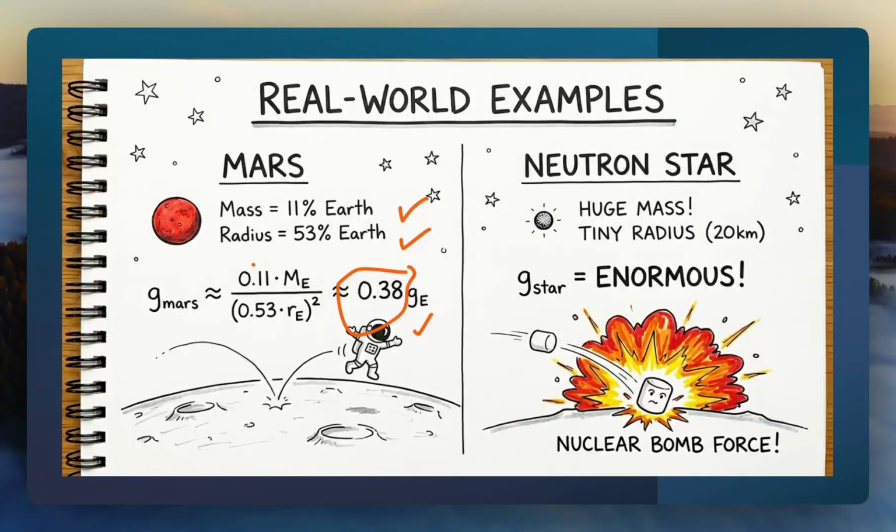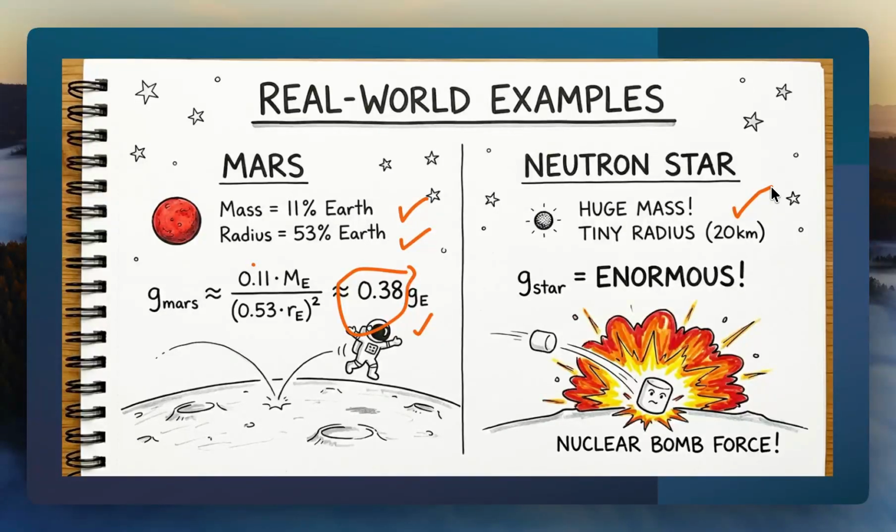This is exactly why neutron stars are so deadly. Take a star's worth of mass and compress it into a sphere just 20 kilometers across. You've got enormous mass packed into a tiny radius. The result? Surface gravity so intense that if you dropped a marshmallow from 1 meter above the surface, it would hit with the force of a nuclear bomb.